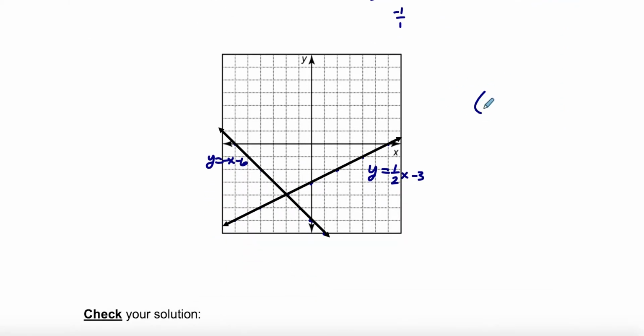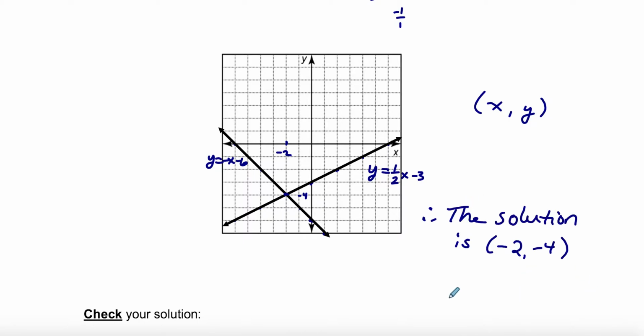Is it ever important now that you remember that the ordered pair goes x and then y? So we need to know what this point is over here. So that looks like -2 if I go that way, and down 1, 2, 3, 4. That would be the ordered pair -2, -4. So we would say, therefore, the solution is -2, -4. And this is the solution to a linear system.